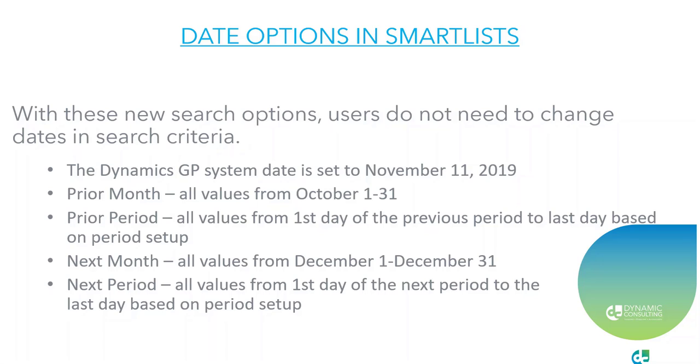A new feature around Smart Lists inside of Dynamics GP is some new date options. So you can see on the screen I have them included here. We'll go ahead and switch over in a second to take a look at those. But we are now able to select the prior month, prior period, next month, or next period. So those are based off the system date. And so whatever we have our system date, we can, again, using the period or month, go back or forward without having to change those smart lists. So let's take a look at that in GP.